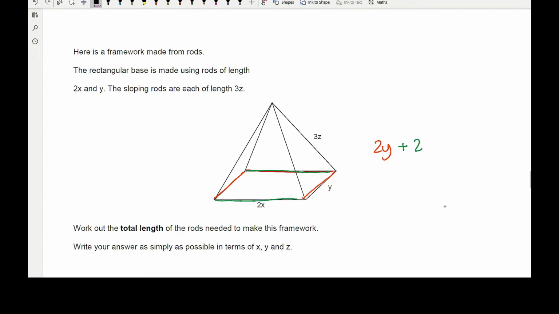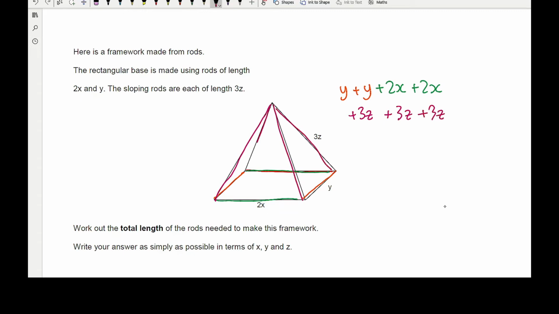Well, actually, let's start by writing it in long form. So I've got y plus y, then I've got plus 2x plus 2x, and then with regards to the z's, I've got 3z plus another 3z plus another 3z plus another 3z. Now if you're wondering why I'm putting lines through my z's, it's only to stop me from thinking that they're 2's, so that's the reason why.